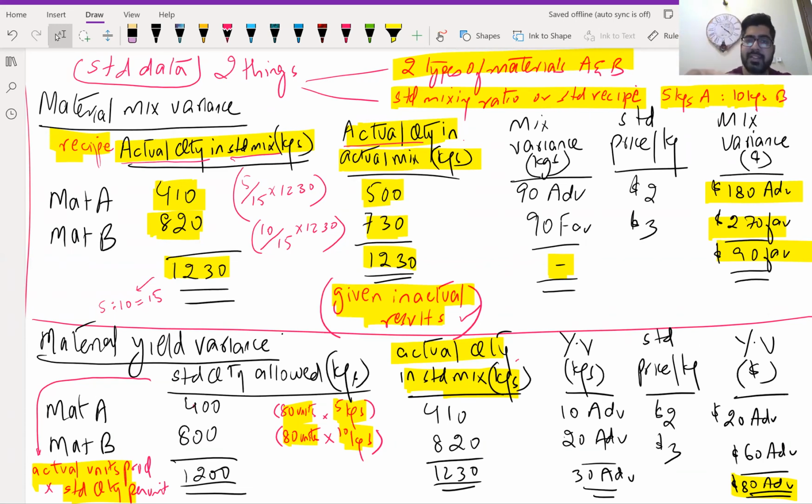For the mixed variance format, the second column is given in actual results, how much input, copy the same, and the standard mix, 5:10. Okay, you get the mixed variance. And the yield, second column, you can copy. Standard quantity allows the actual units into standard quantity. Okay, so I want to just copy the solution, and before moving towards question number 2, I will just write one statement regarding this, and then you can move towards question number 2.